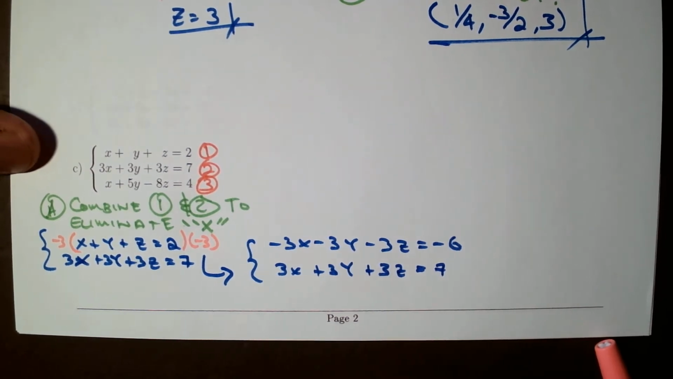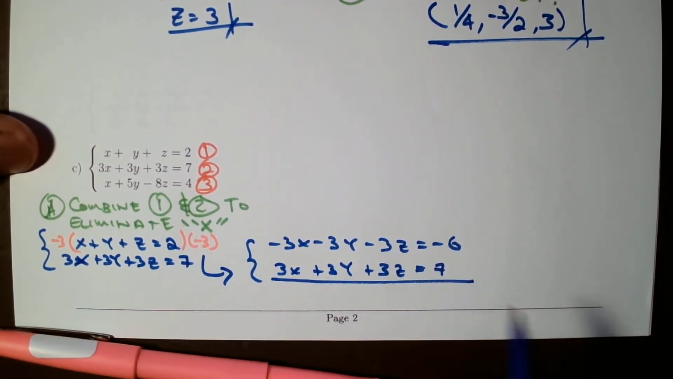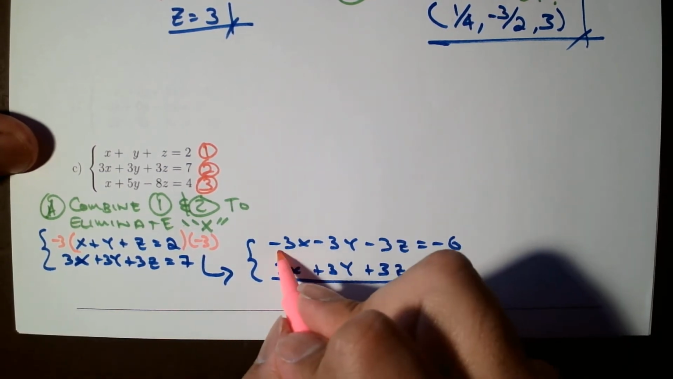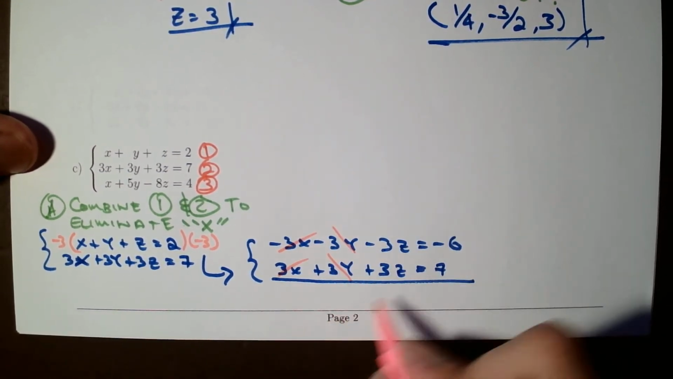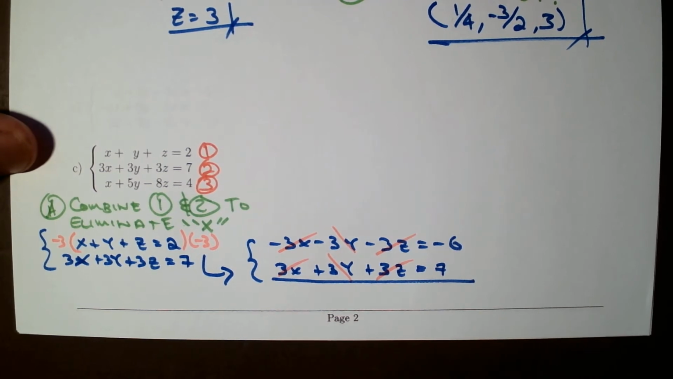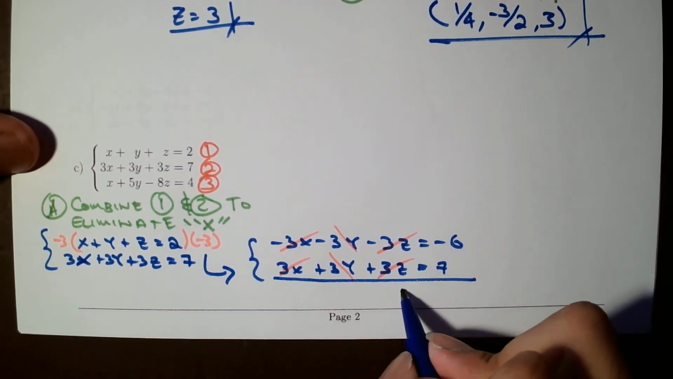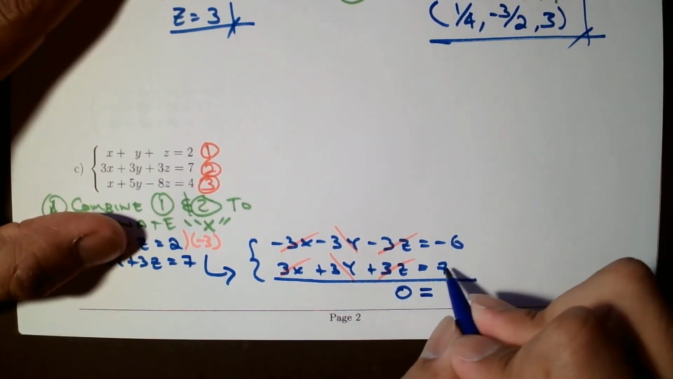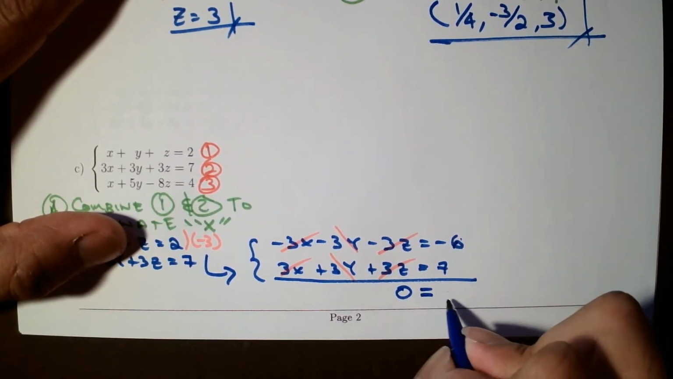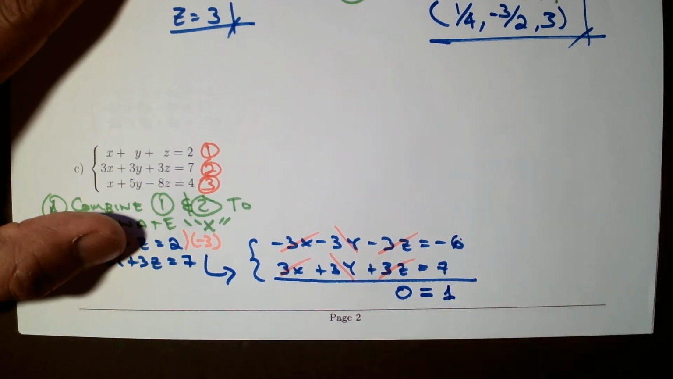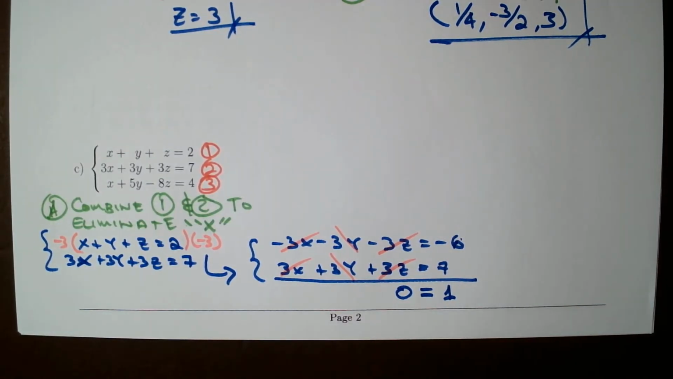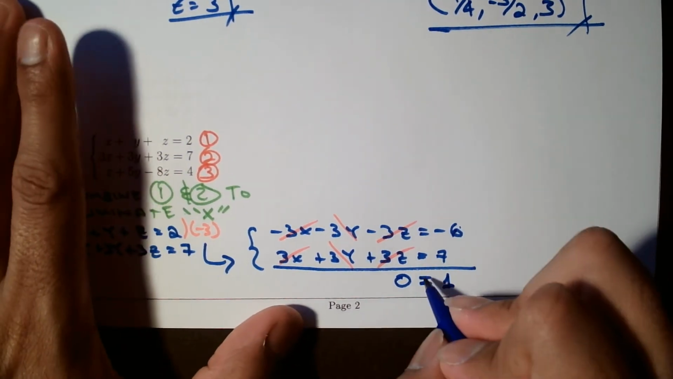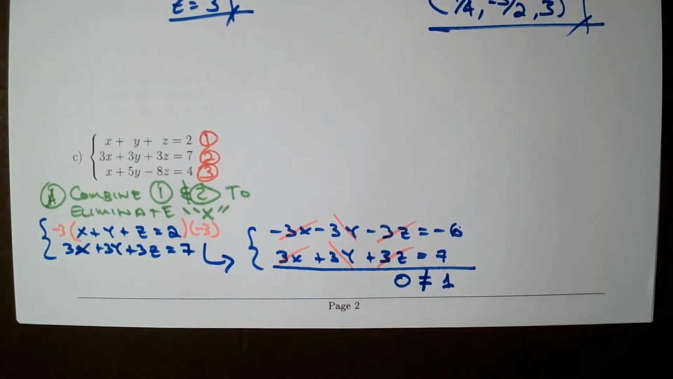Look what's going to happen here. When we combine these two equations together, the x's go away, the y's go away, the z's go away, leaving us with a 0 on the left hand side. And on the right, -6 plus 7 is 1. We are essentially getting mathematical mumbo jumbo. Well, this is not true.